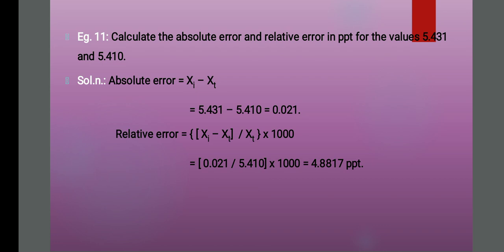Let me recap what we have seen in today's class. What is precision and how it can be calculated, followed by the difference between precision and accuracy. Then we have seen what is error analysis, the difference between absolute error and relative error, and how to calculate absolute error and relative error.